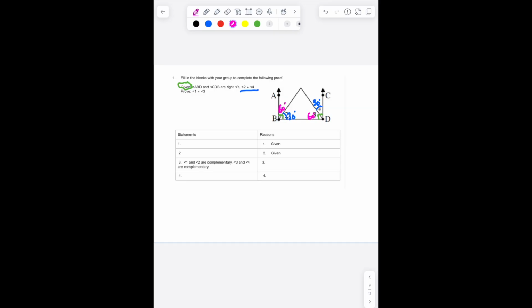So we see here that angle 1 has to be congruent to angle 3 because it has to be whatever the number is that's needed to make 90 with whatever angle 2 and 4 are, since they're already congruent to each other.